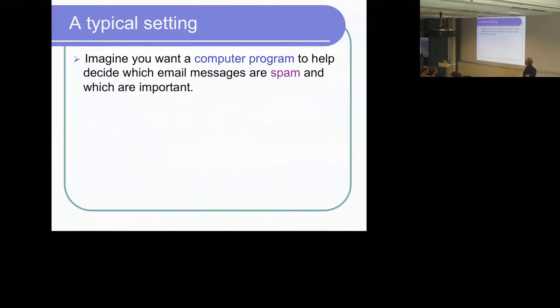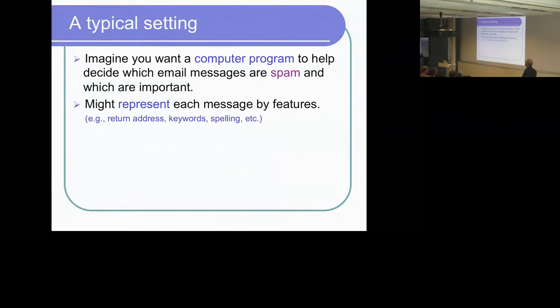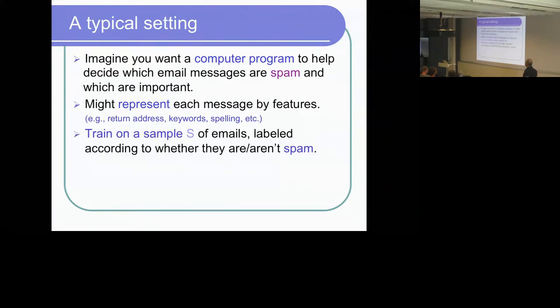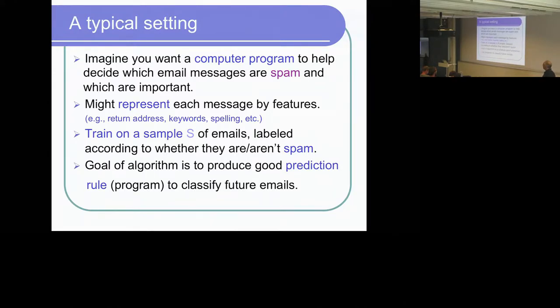Say you want to develop a spam filter. So you want a program that will help you to determine what is spam and what is not. What you do is you first represent the messages by features. The first step is to take your data and extract features out of your data. For email messages, maybe your important features are the return address, keywords, spelling, etc. So now you have translated every email into a vector of features, and now you take a training sample. What's a training sample? A training sample is a collection of emails on which someone did the work for us and marked for us whether they're spam or not. And based on this sample, the goal is to produce a good predictor, a good algorithm that for future emails will detect whether they're spam or not.